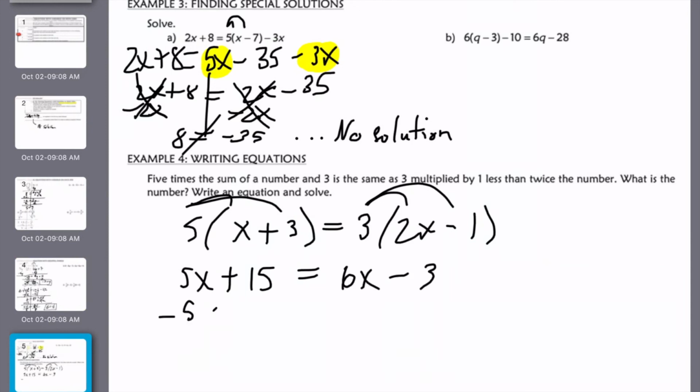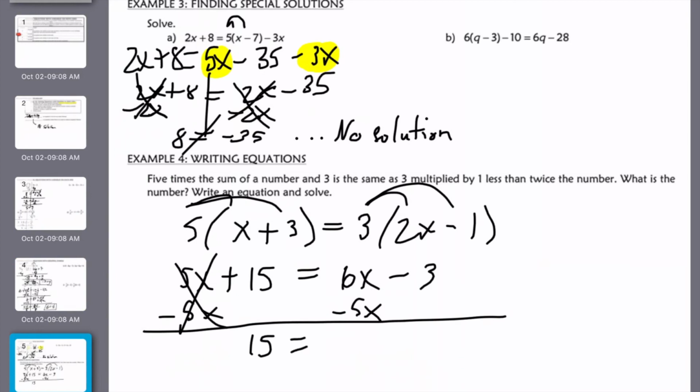I'm going to subtract by 5x on both sides because I want to keep my x's positive. So that cancels over there, so I'm left with 15 equals x minus 3. Let's make that look a little bit better. So I'm going to add 3 to both sides, and I get 18 equals x as my final answer.